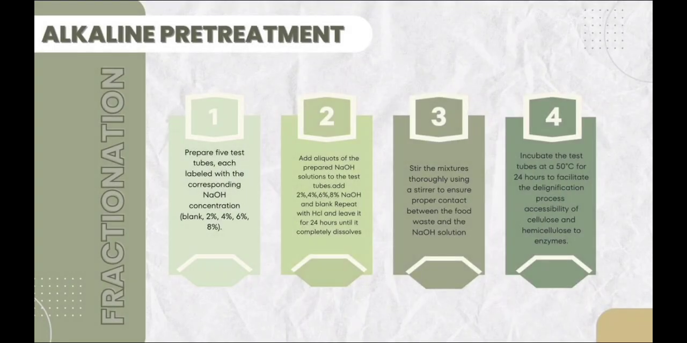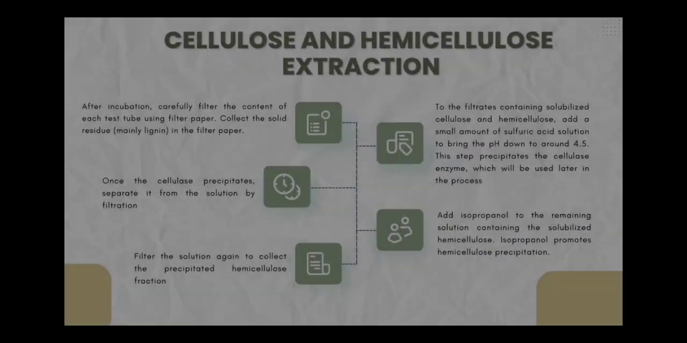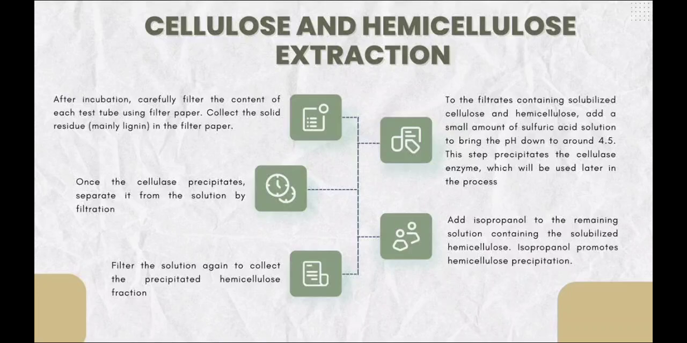Alkaline pre-treatment. In this we have to prepare 5 test tubes, each labeled with the corresponding NaOH concentration. First we need to add the prepared NaOH solution. Repeat with the HCl and leave it for 24 hours to stir the mixture. Next step is cellulose and hemicellulose extraction. After incubation, carefully filter the content by using filter paper, mainly the lignin.